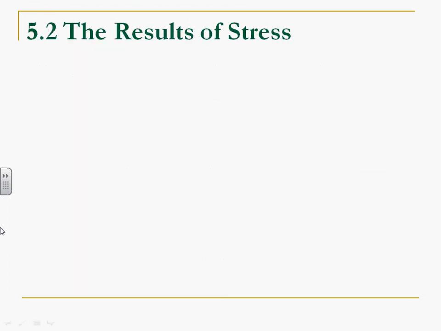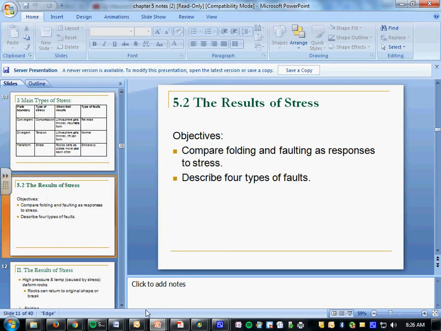Okay, here's what we're going to do. Tomorrow we're going to talk about the results of stress and what happens. Recap. We have convergent, divergent, and transform boundaries that move. We have stress, we have strain. Strain is the result of what happens. Stress is what causes it.